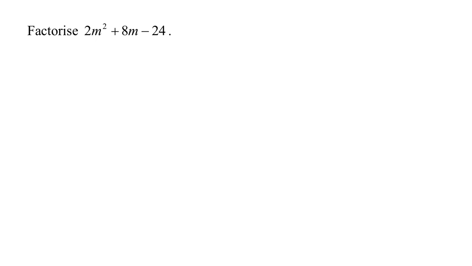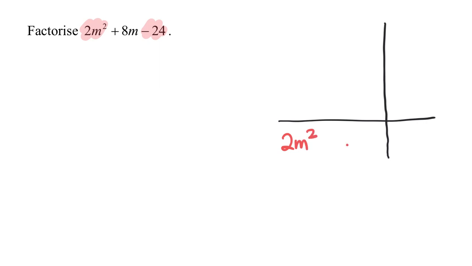So the very first step, I'm going to make use of the cross chart at the side. And this is how we position the terms. 2m squared, negative 24. Positive 8m, so it's positive 8m. And in this case here, there's only 2m multiplied by m to give me my 2m squared.